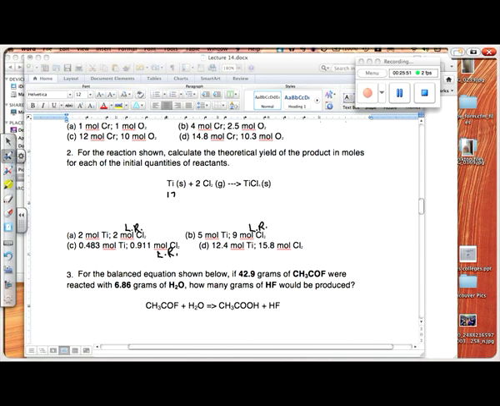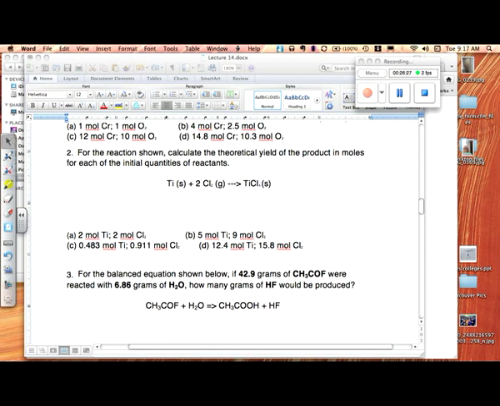So 12.4 moles for the titanium, 15.8 moles for the chlorine, and no, they did not switch it up. 12.4 divided by 1 is larger than 15.8 divided by 2. Chlorine, again, is the limiting reactant. Okay? So all we're doing there is we had a balanced chemical equation. Our amounts were in moles. We were dividing by the coefficients to determine the limiting reactant. The problem from there on is the same as what we've done in the previous lecture.